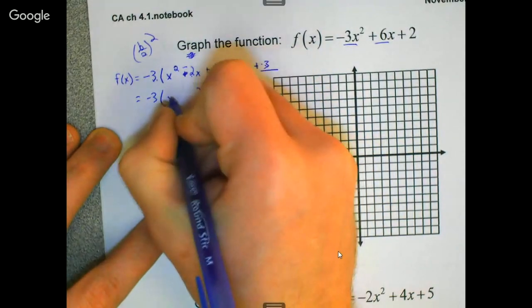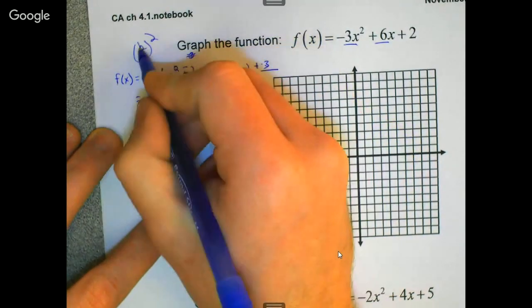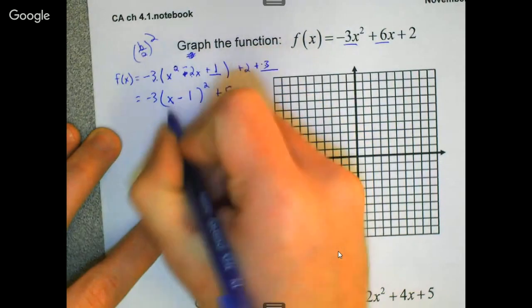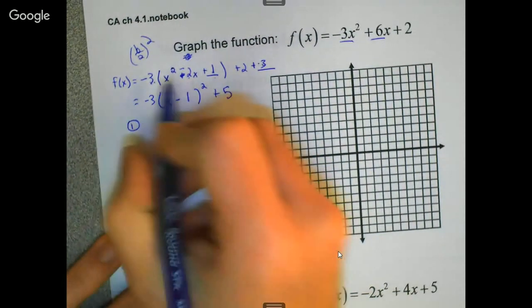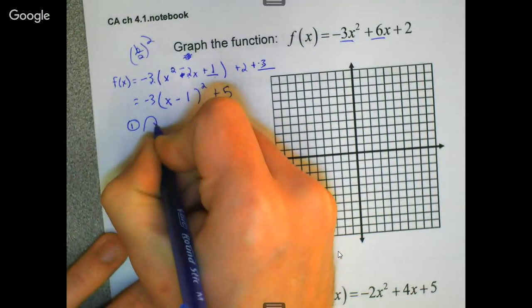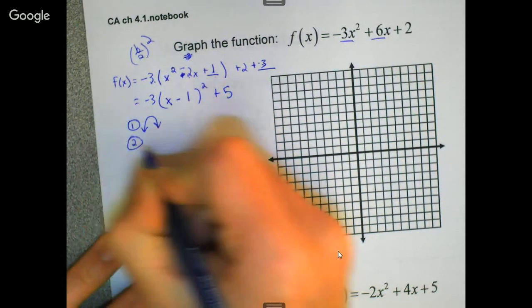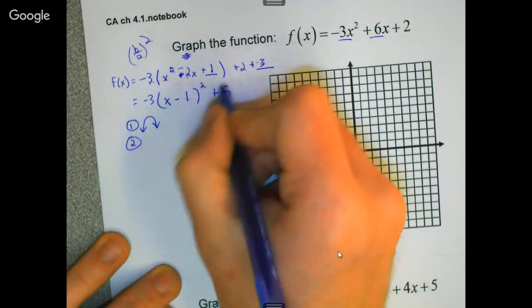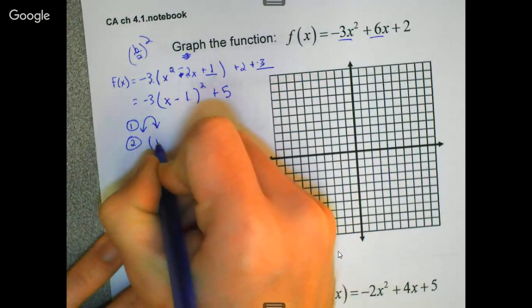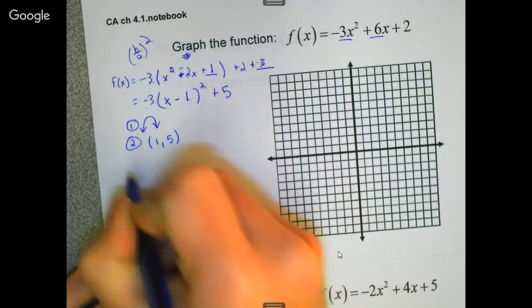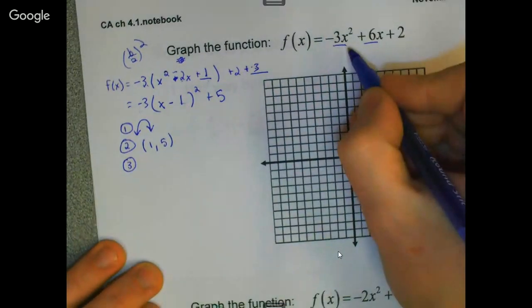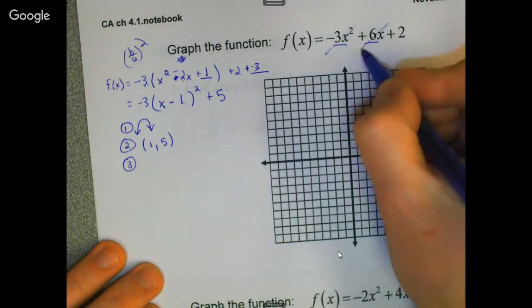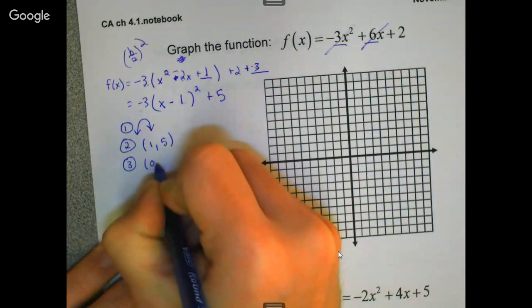So I have x minus b over 2 is 1. So there we are. Does it open up or down? Well, that's negative, so we're going to open down. 2 is the vertex, that's here and here. So that's 1, 5. 3 is the y-intercept. Again, I like to come back up here. That cancels, you get 2. So 0, 2.